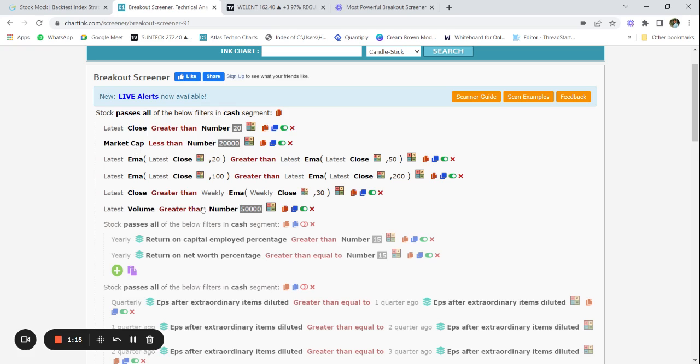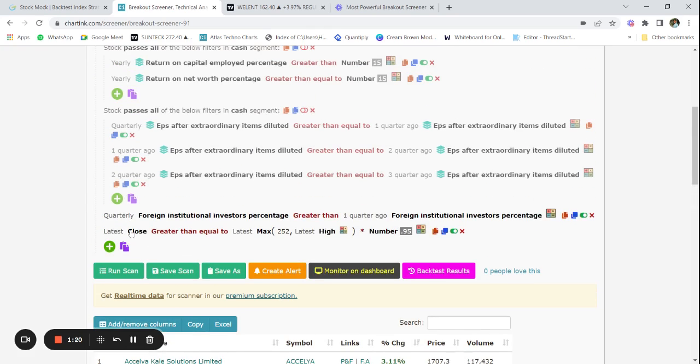Here these are the technical parameters of the stock, and below this we can see that latest close has to be within 5% of the 52-week high, so number into 0.95. Now you can change this number from 0.95 to 0.80 if you want all the stocks that are within 20% of the 52-week high. Here we are looking for stocks that are 5% below the 52-week high, so as to catch the breakout as soon as the breakout occurs.